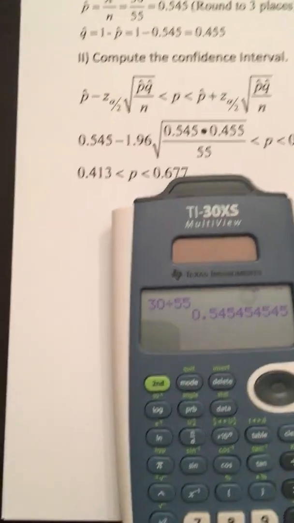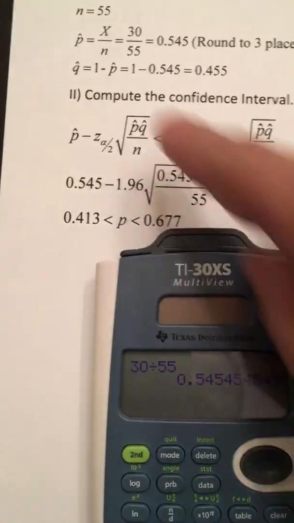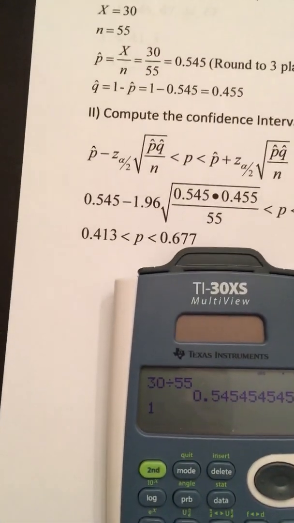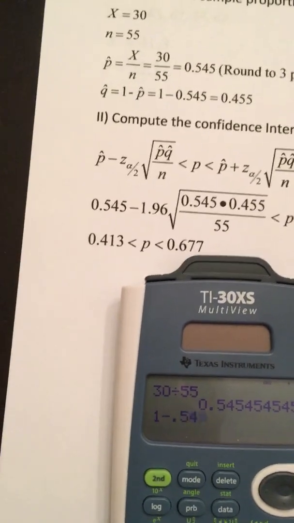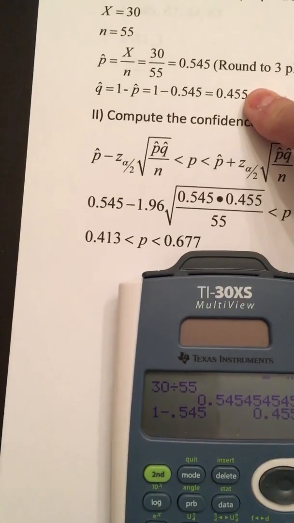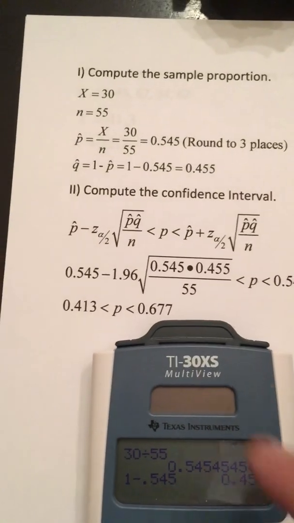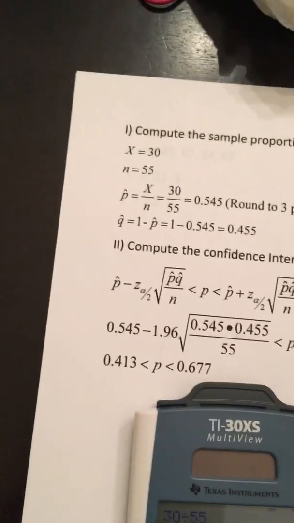Then we calculate Q hat. So that's going to be our sample proportion P hat. Now we calculate Q hat by just taking 1 minus 0.545. That's going to give us 0.455. Once we have this information, we can then plug it into our formula.